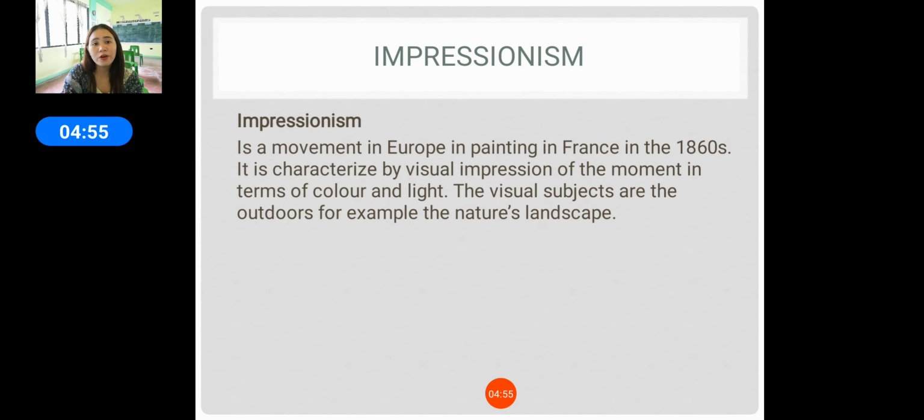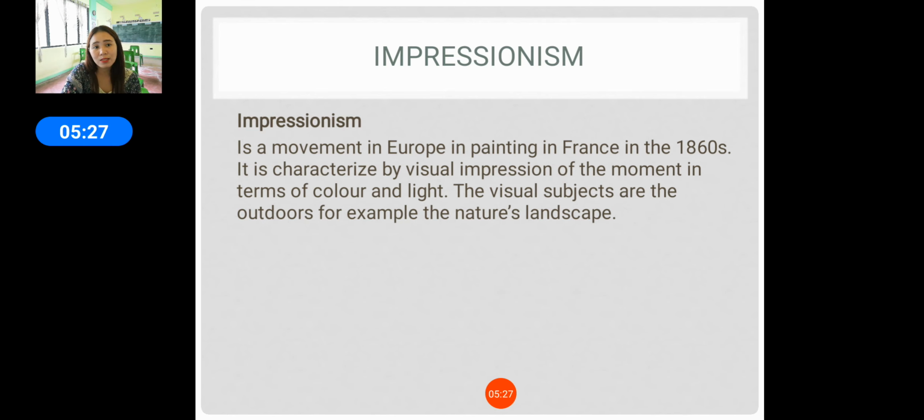Okay, let's start with Impressionism. According to our previous discussion, Impressionism is a movement in Europe, in painting in France in the 1860s. It is characterized by visual impression of the moment in terms of color and light. So there is a shifting effect of color and light, from dark to light and light to dark. And also the texture, the shapes, the visual subjects are the outdoors, for example, the nature's landscape. So the most common visual subject for this kind of painting is the outdoors.